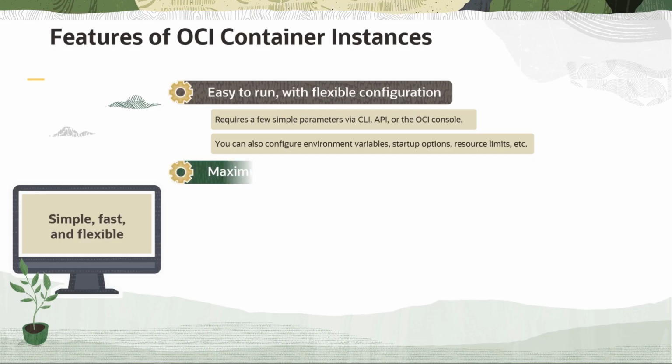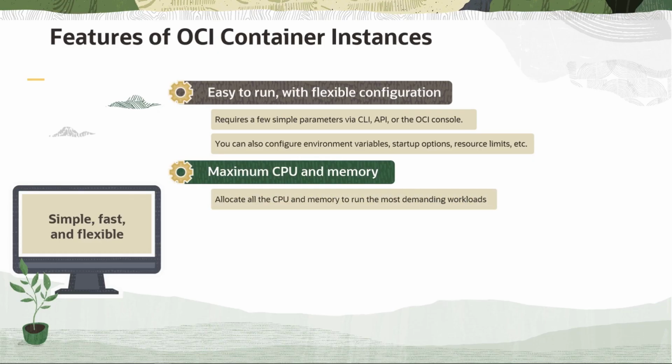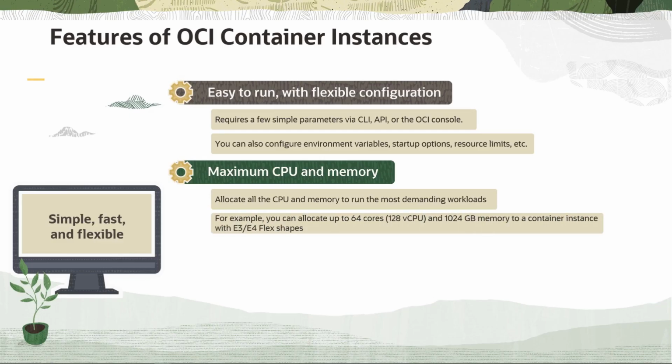Maximum CPU and memory. You can allocate all the CPU and memory provided by the underlying compute shape to a container instance to run even the most demanding workloads. For example, you can allocate up to 64 cores, which is around 128 vCPU, and 1024 GB of memory to a container instance with the E3 and E4 Flex shapes.